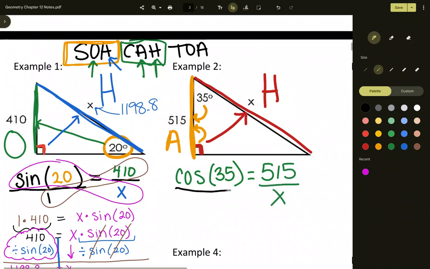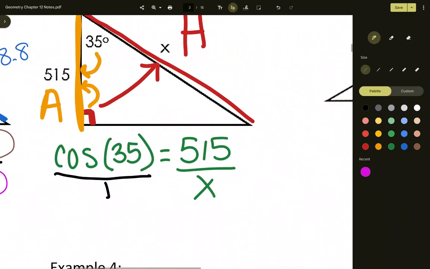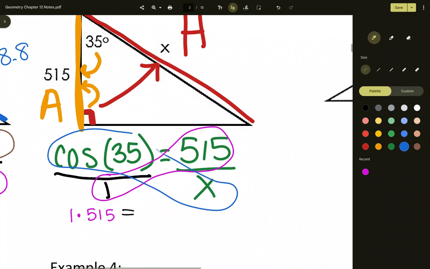Now again, I can make this into a proportion simply by dividing by 1 underneath my trig function. And then we're just going to cross multiply. So when I cross multiply, I'm going to be doing 1 times 515. And that is going to be equal to x times cosine of 35. All right, 1 times 515 is just 515. And it still equals x times cosine of 35.